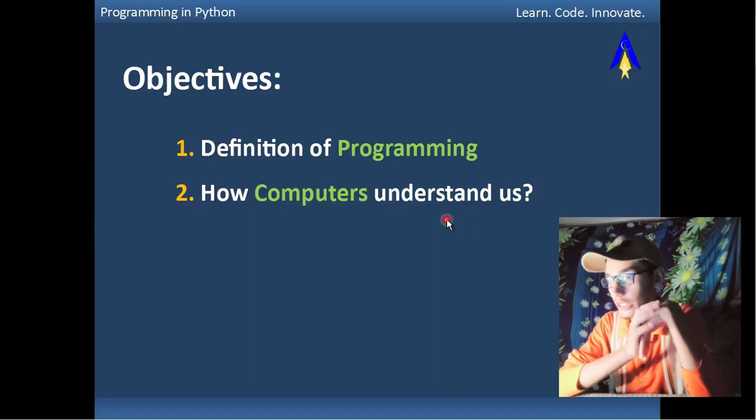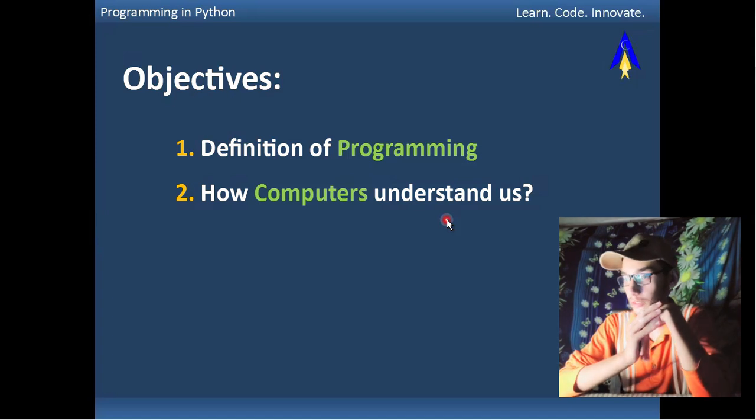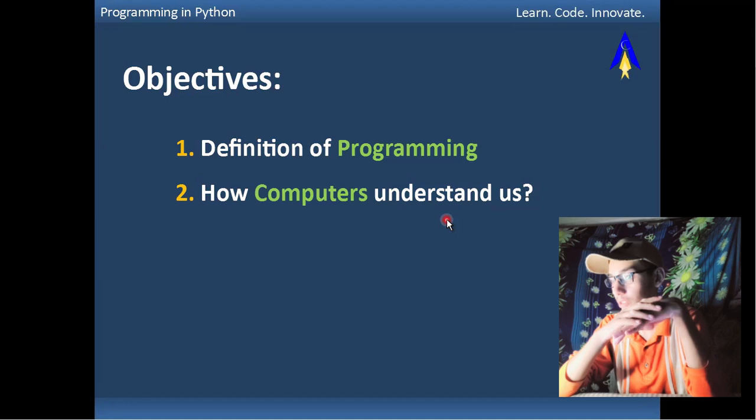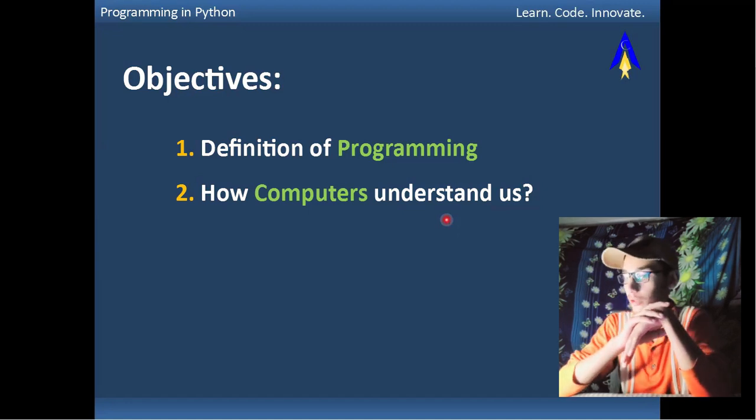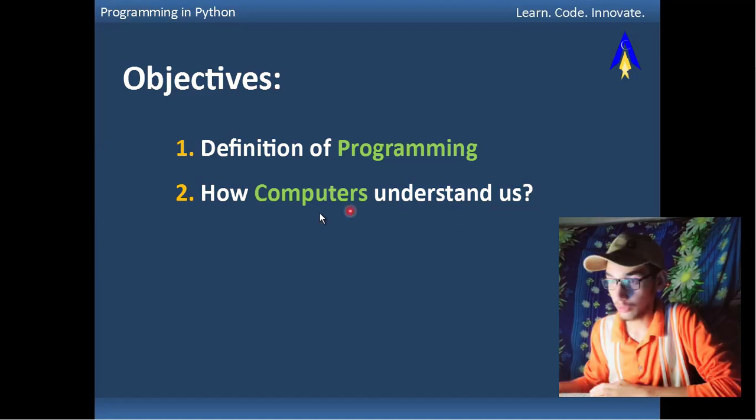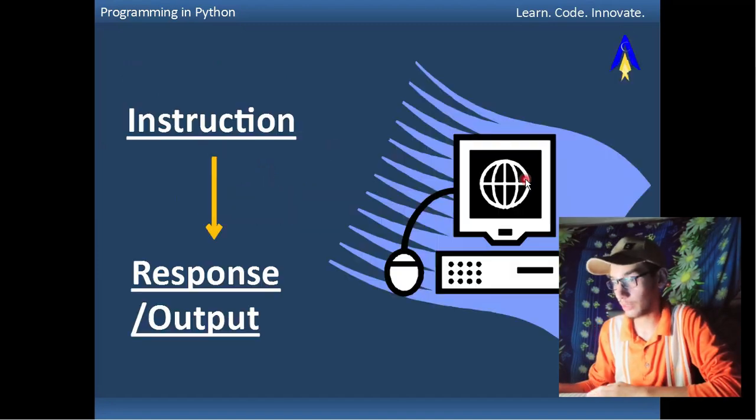In today's class, we will cover two main topics: the definition of programming, what programming is and what makes programming what it is, and how computers understand it. So we will discuss these two points. First of all, let us discuss what programming is.